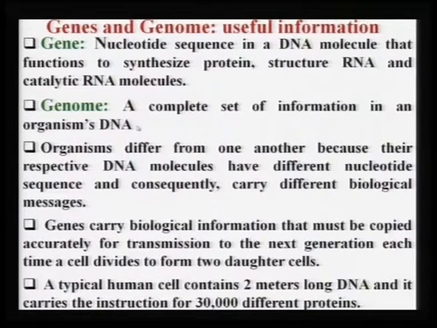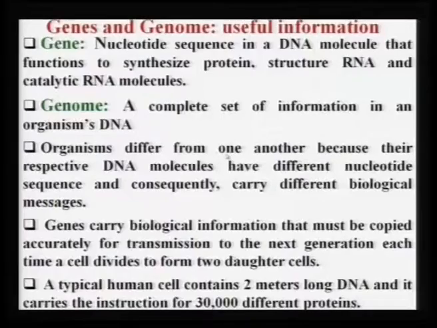And genome, what is genome? A complete set of information in an organism's DNA is known as genome. So, gene is the nucleotide sequence in DNA, and genome is the complete set of information contained in an organism's DNA. Organisms differ from one another because their respective DNA molecules have different nucleotide sequences. So, two organisms are different because their respective DNA has two different nucleotide sequences. And what is this nucleotide sequence?